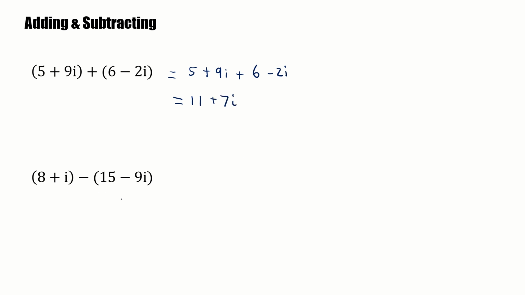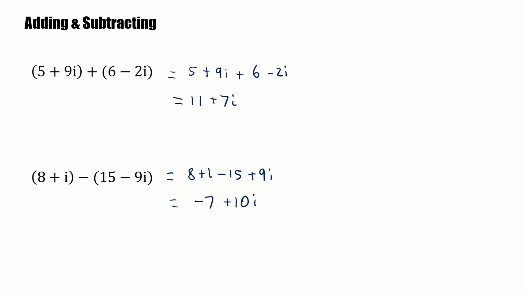We can also subtract them, and it's just like subtracting in algebra, you've got to multiply out the brackets effectively. So we've got 8 plus i minus 15 minus 9i, which is of course plus 9i, and that means we've got in total 8 minus 15, which is minus 7, and i plus 9i, which is 10i.